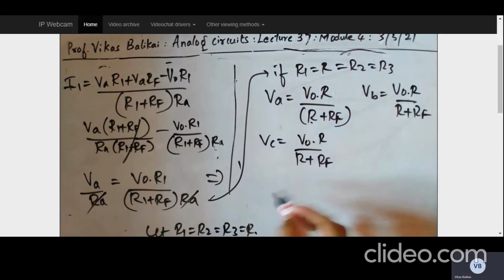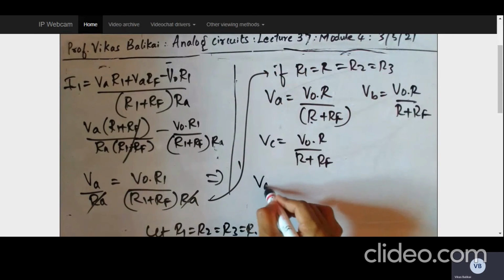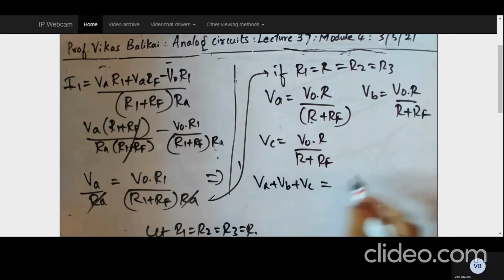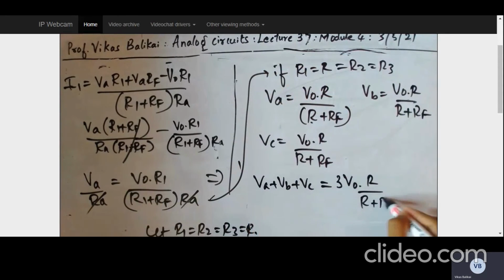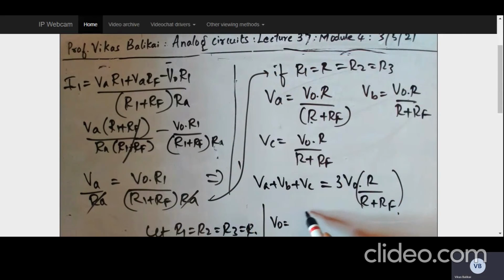Let me add all these things because ultimately it is a summing amplifier. So VA plus VB plus VC would fetch me 3 times V0 R divided by R plus RF, isn't it so? Because there are 3 values present over here. I am adding all of them. So finally, what will be my resultant value? If I get output extracted from over here, V0 will be 1 by 3 (VA plus VB plus VC), right? And I'll be pushing this to the right side, then this will be R plus RF divided by R. This is what I'm getting.